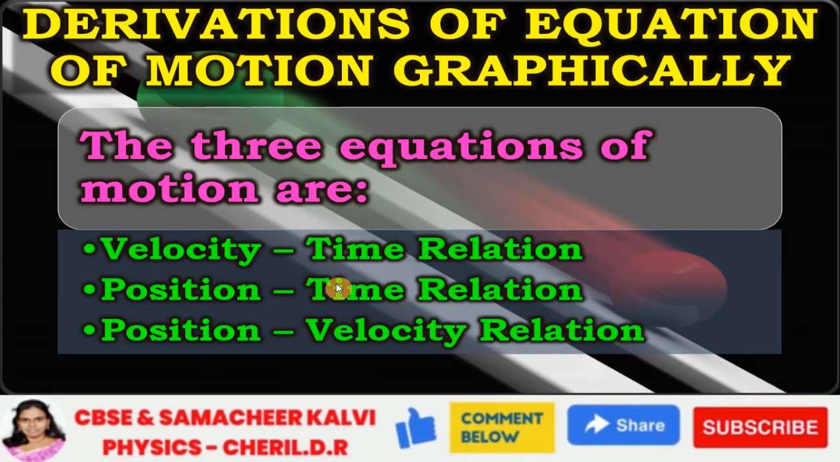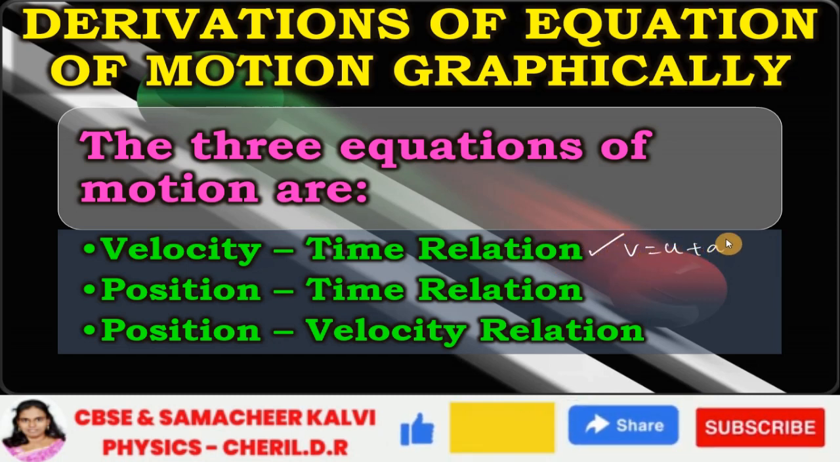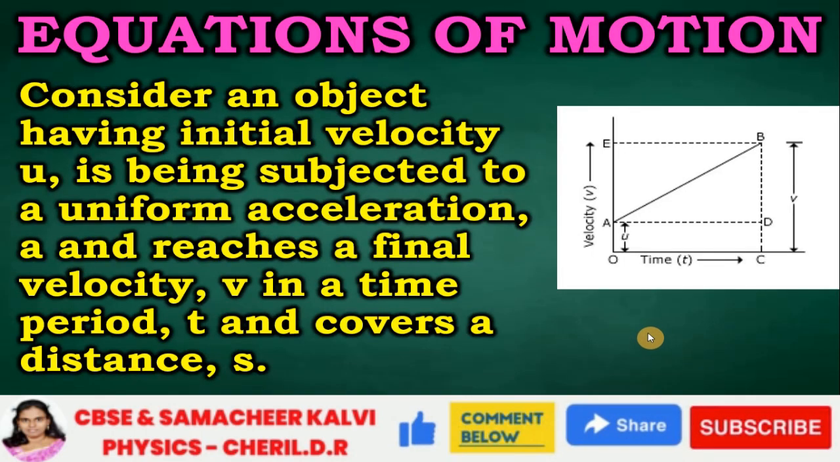So now we know that there are three equations. The first one is the velocity time relation, which we have already discussed: v is equal to u plus at. In this video we are going to discuss the position time relation. We will see the position velocity relation in the next video.